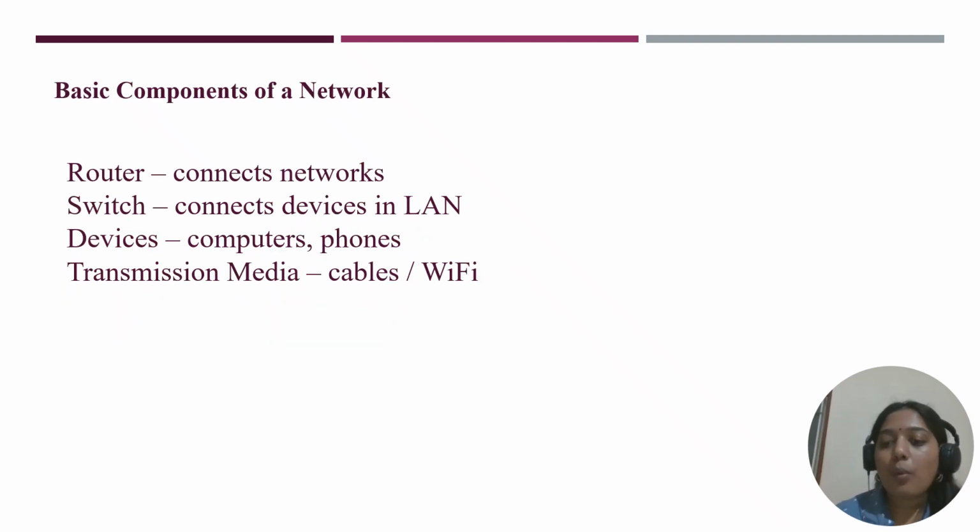Next are the basic components of a network. So these are the basic components, that is router, switch, devices, and transmission media. A router is a device that connects different networks together. For example, in our home, all devices are connected to Wi-Fi. But how do we access the internet? This is done by the router. It connects our home network to the internet, which is a global network. So we can say a router acts like a bridge between a local network and the outside world.